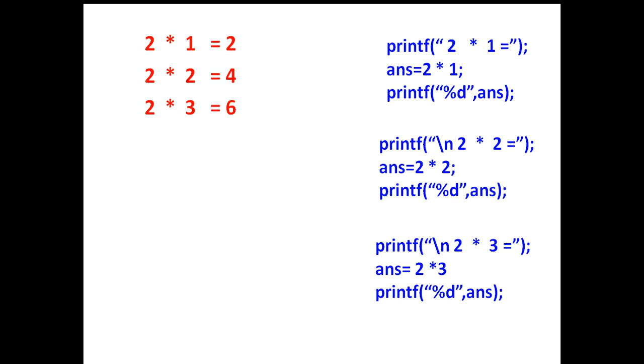So if we write these 3 statements many times, then it will be a long program. So we can make it a short program. So how to make it short? First, we can make it short using a for loop or any loop. Means we can make it short using a loop.